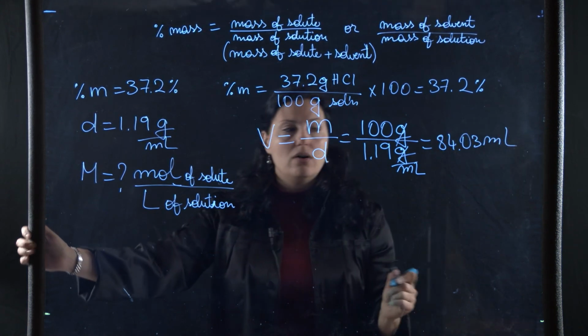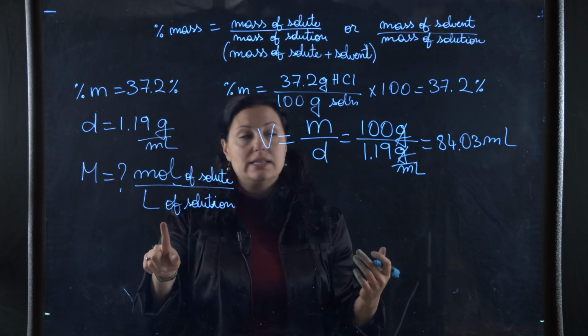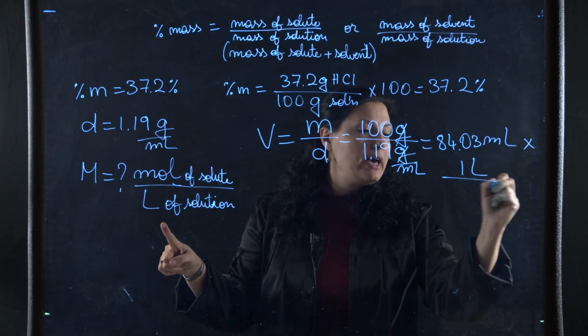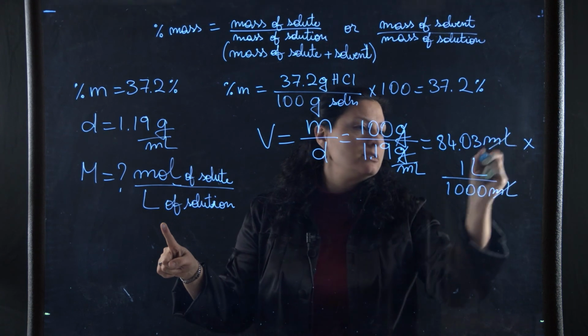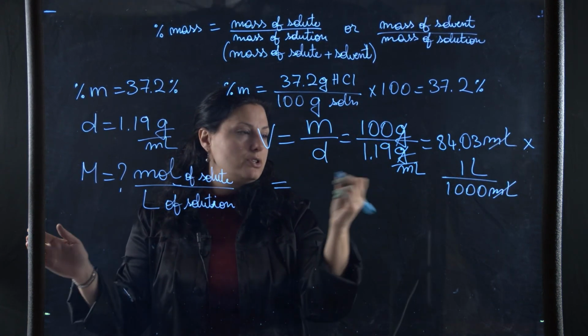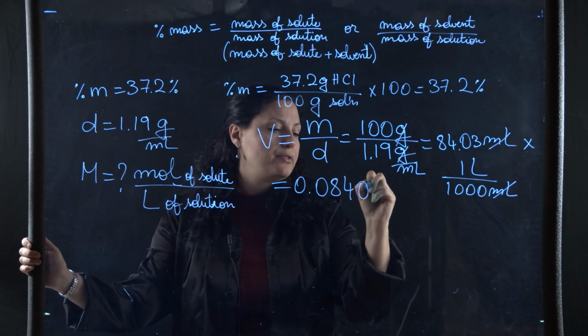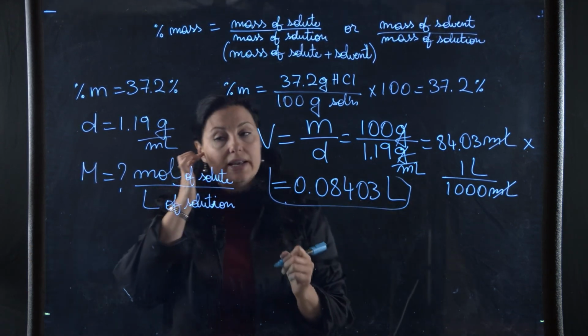milliliters. Now, I have to take it one step further because the formula for molarity is in liters. That means that 1 liter has 1,000 milliliters, so I have to divide by 1,000. And my volume turns out to be 0.08403 liters. That's my volume. Okay, now I have a volume.